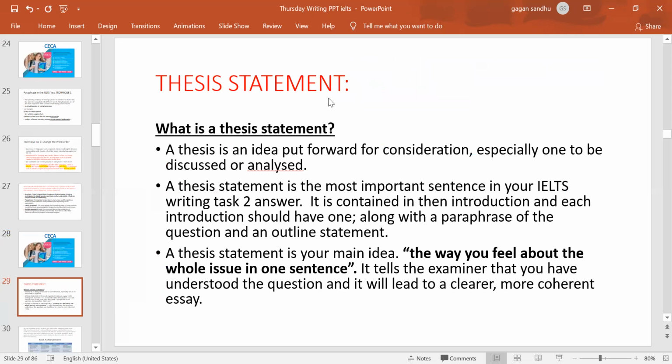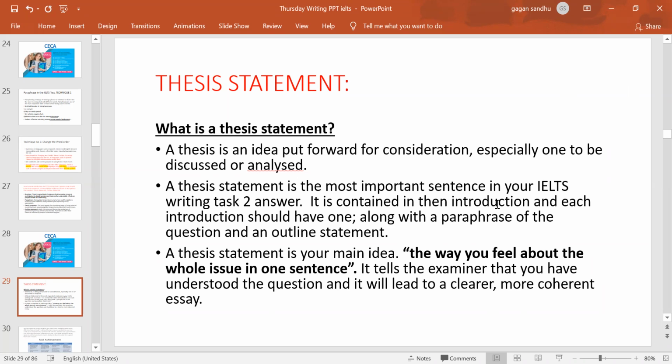So thesis, normally students don't know what a thesis statement is. It is an idea put forward for consideration. So this is like the essay agreeing to this situation. It's sort of an idea we are putting forward to consider, right? Especially one to be discussed. So that is actually the one we are discussing in the whole essay.